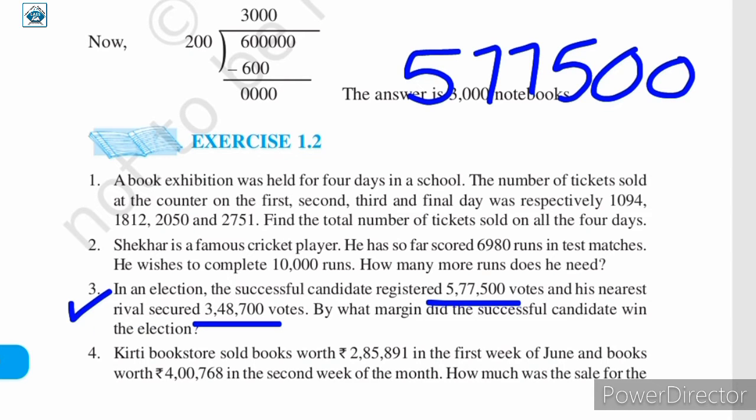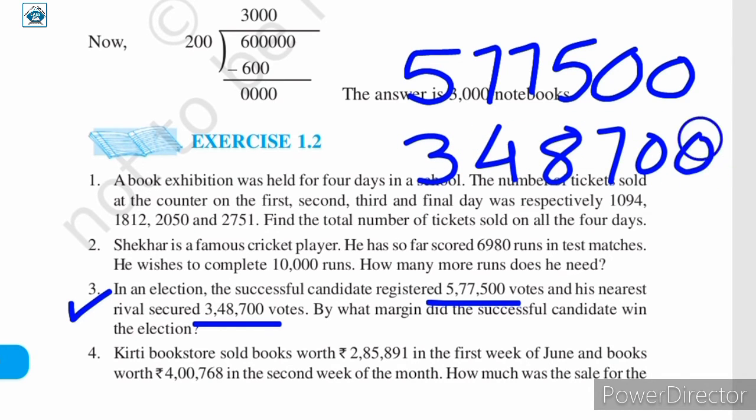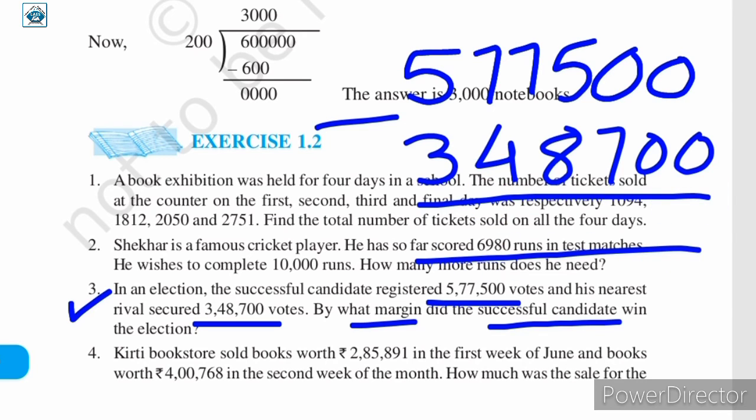This is the number of votes that the successful candidate got and his nearest rival, he secured 3,48,700 votes. So, in order to find the margin by which the successful candidate won the election, we will have to subtract 3,48,700 from 5,77,500. So, when you subtract it, the answer you get, that will be the margin the successful candidate won the election by. So, let us see the solution.